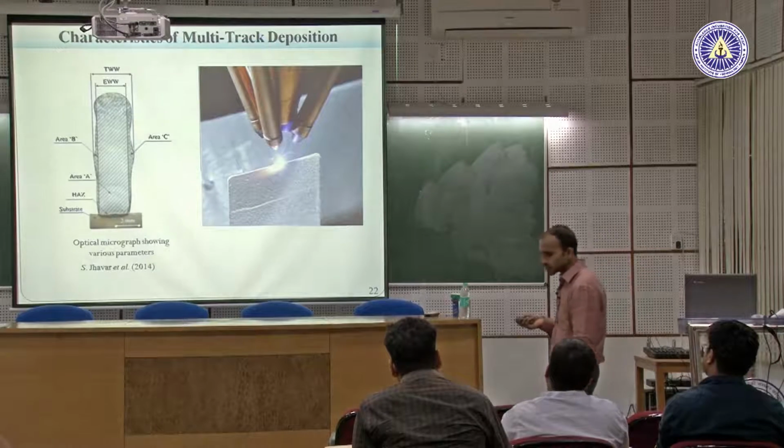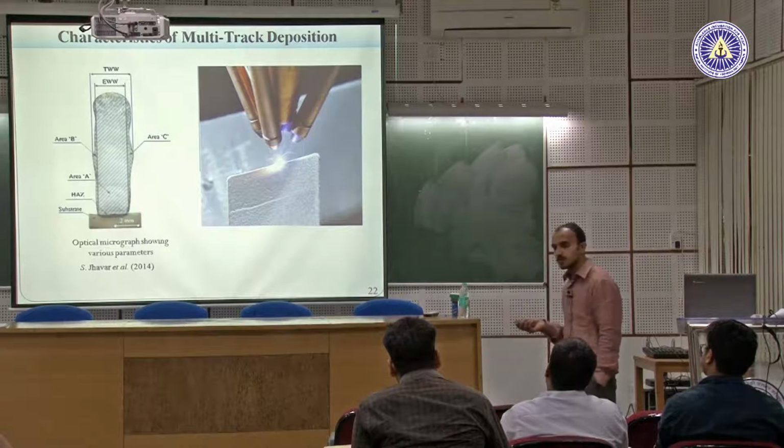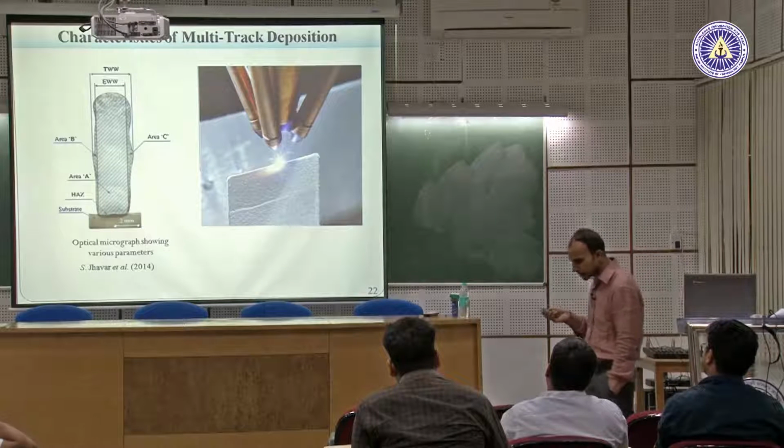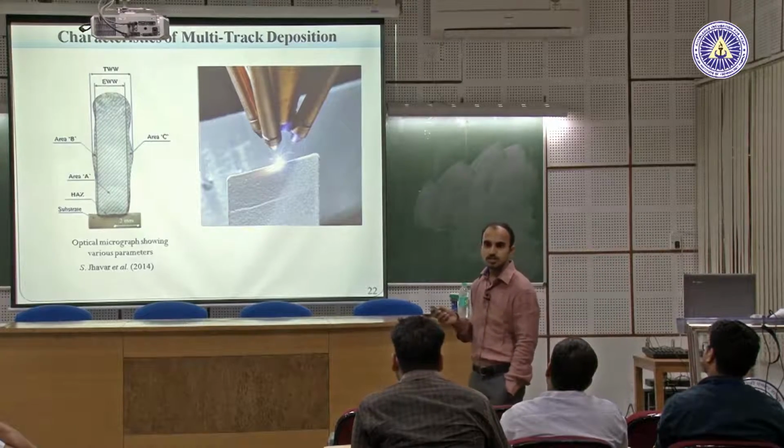Actually, this was deposited at IIT Indore by Dr. Suyog Zawars using the wire microplasma deposition method. You can see there are different parameters we need to optimize. This is the effective wall width, surface waviness, and it also shows a very fine microstructure without porosity.